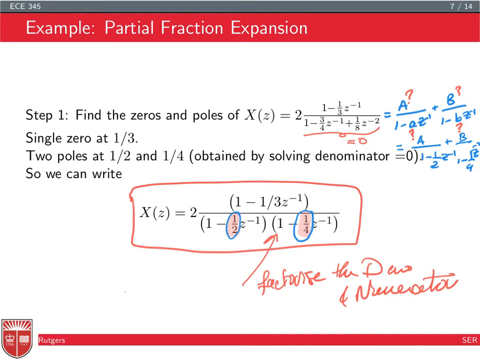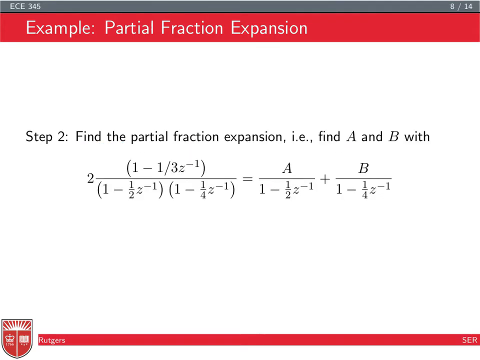So the next step would be to find the constants capital A and capital B. So again, the first step is to find the zeros and the poles of X of z. After finding the poles and the zeros of X of z, I can write it in this form here. And the question now is, how can I find capital A and capital B? There is a trick here to do it, and you probably know it. In case you don't, I'm going to remind you of it.